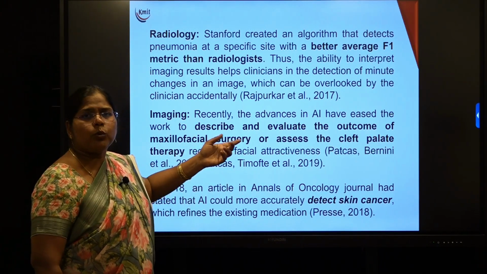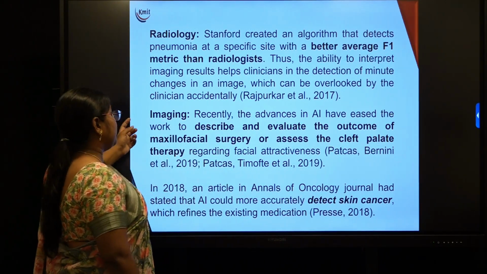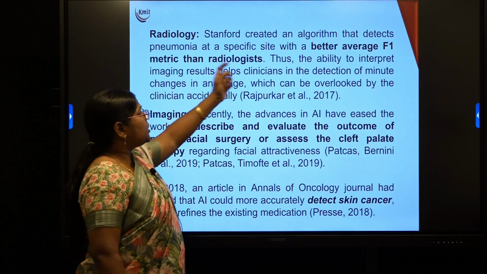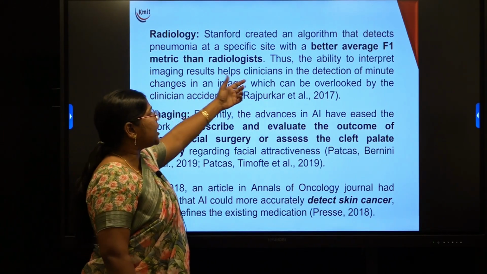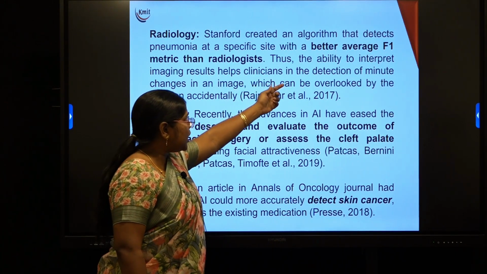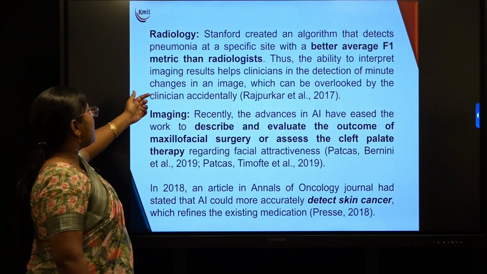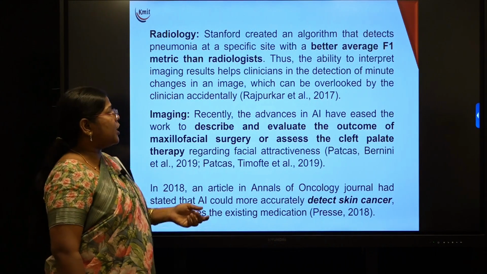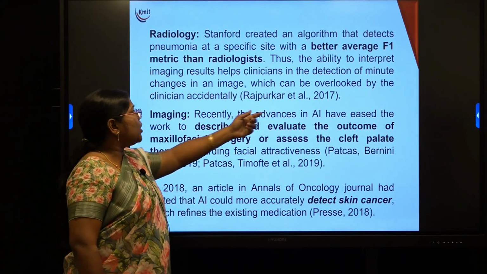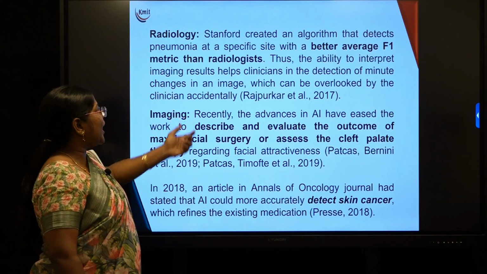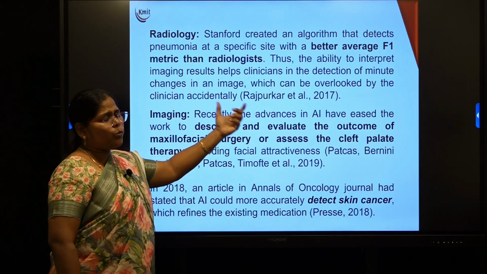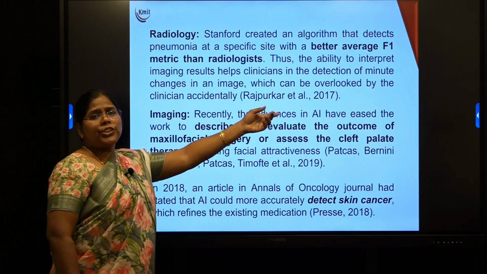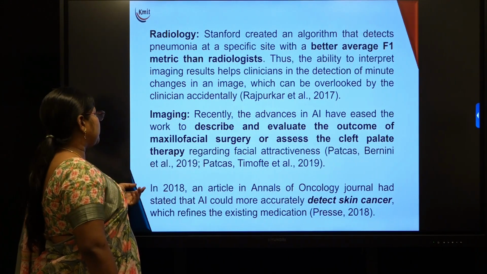For that they have used the F1 metrics. Thus, the ability to interpret the image results helps clinicians in detection of minute changes in the images, which can be overlooked by the clinician accidentally. Okay. That was defined by a researcher in 2017.